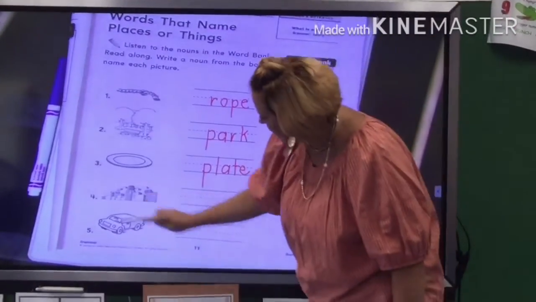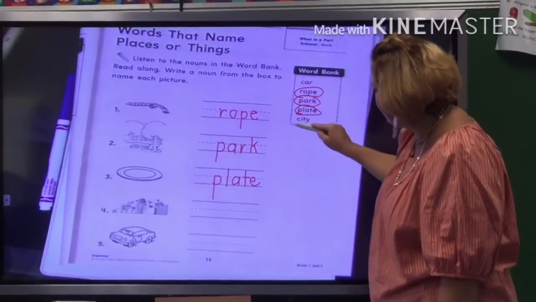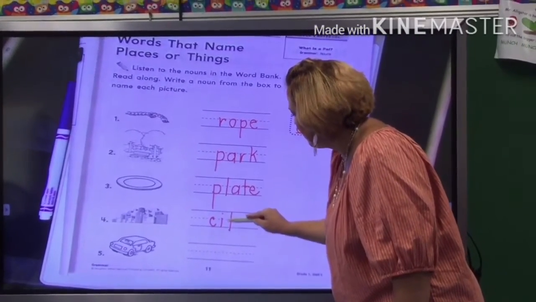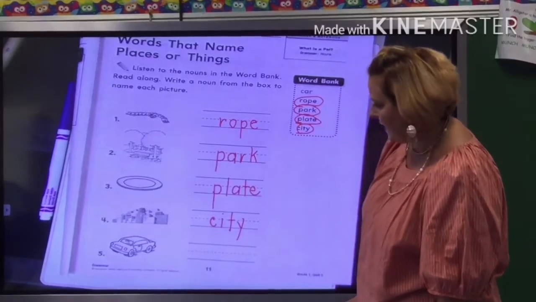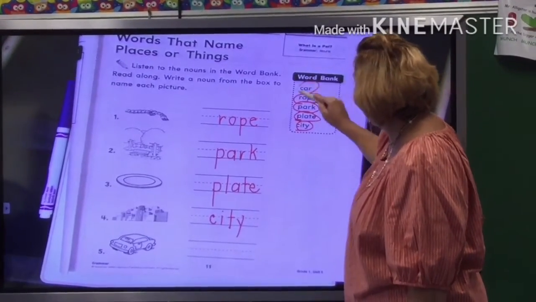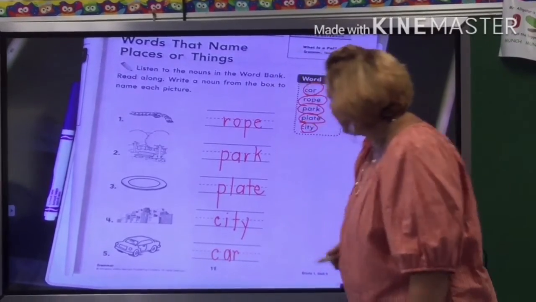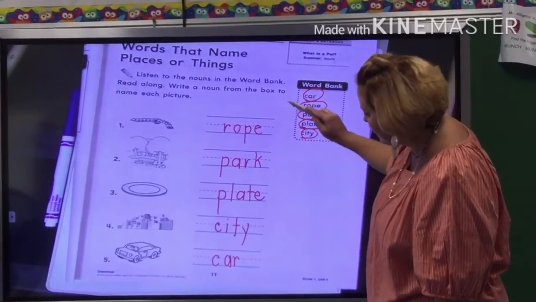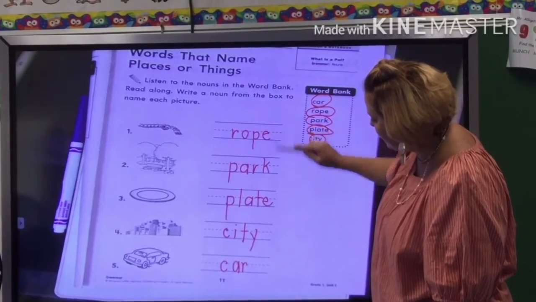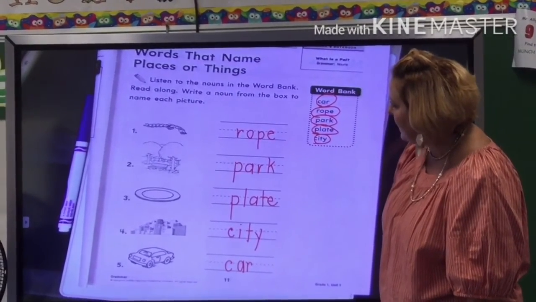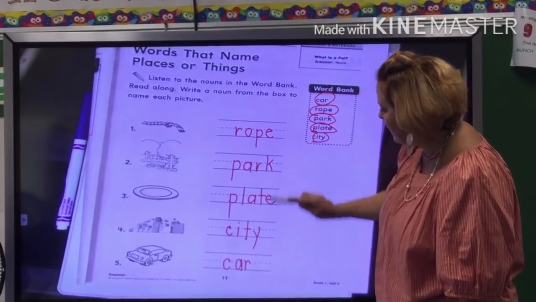What about number 4? Looks like a big city. So put city on the line. And number 5, the last one left, is a car. Let's look at these. We have some things. Let's see what the things are. We have a rope is a thing, a plate is a thing, and a car is a thing. And the places would be park and city.